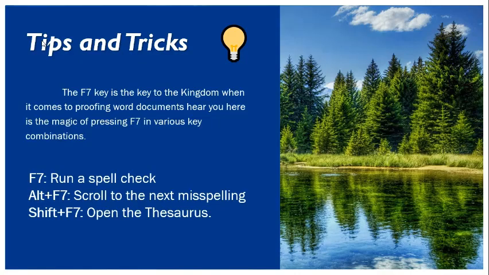Okay, so we are talking about how to use the F7 key, and as you know, the F7 key runs a spell check for you, and then Alt F7 takes you to the next misspelled word, and then Shift F7 opens a thesaurus for you. So these are the three things that you can do, and you can press them, which makes your work pretty fast and quick.